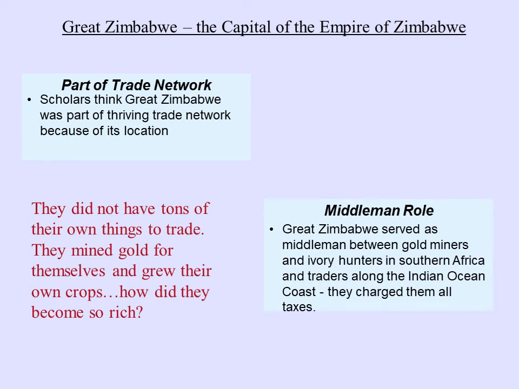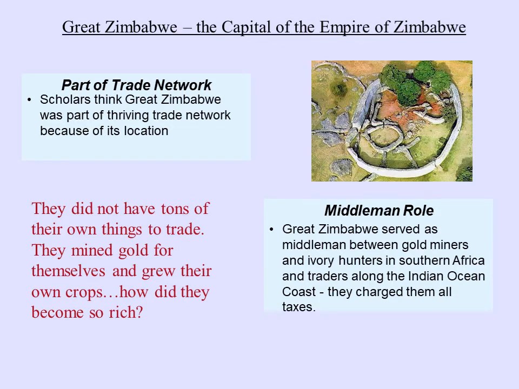So they end up creating the role of the middleman for themselves because they are at a great crossroads of trade. So they're going to be the middleman between other gold miners, ones much more profitable than them, and ivory hunters in southern Africa. So every time somebody comes into their city to trade, they charge them taxes, and that's how they make money, and they make a lot of money.